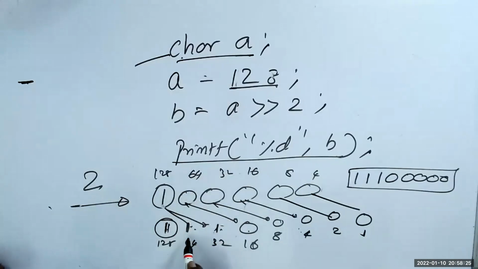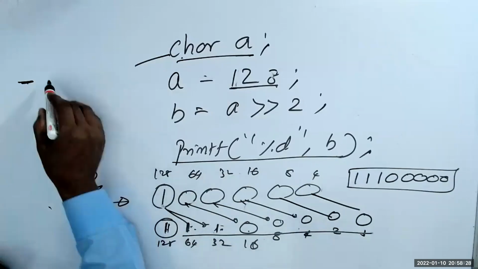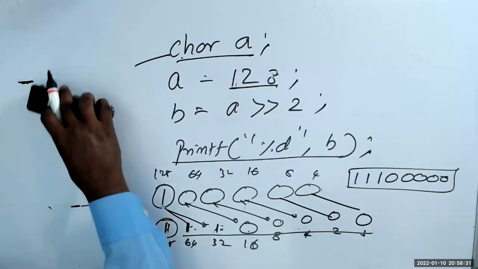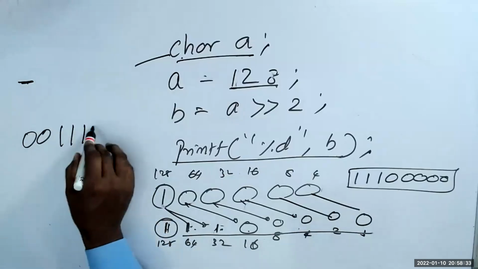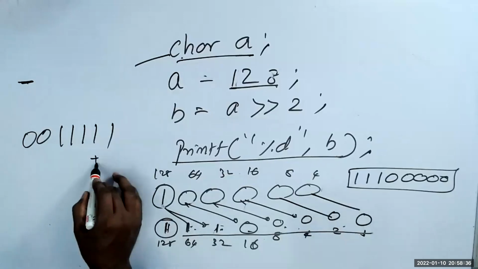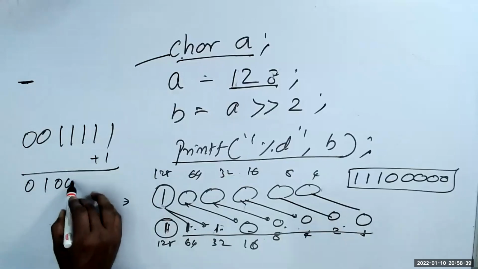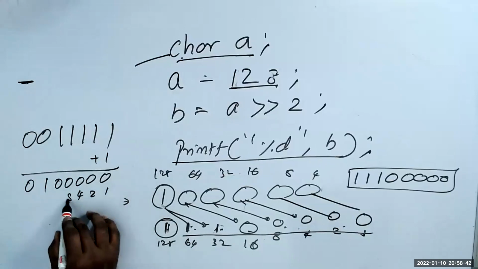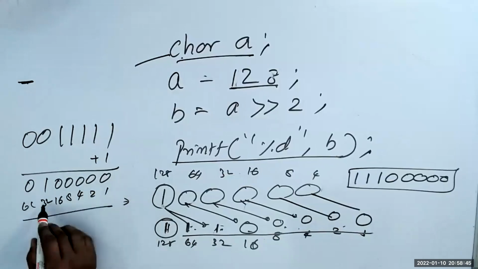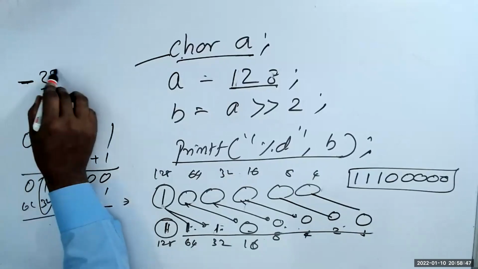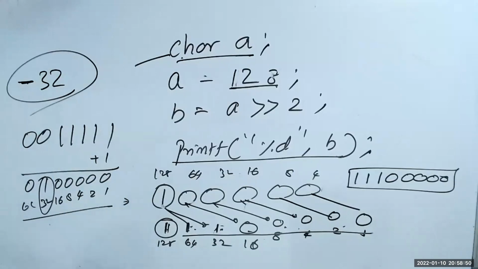Then I take the 1's complement. So 0 0 1 1 1 1 1, because all of the 5 zeros. Add 1 to it. I get 0 1 0 0 0 0 0. 1 2 4 8 16 32 64. So this one is 32. So I get minus 32. I know that you would have been confused. Only if you get confused will you try to dig into it and learn more. If you don't get confused, you will accept it and then later forget it.